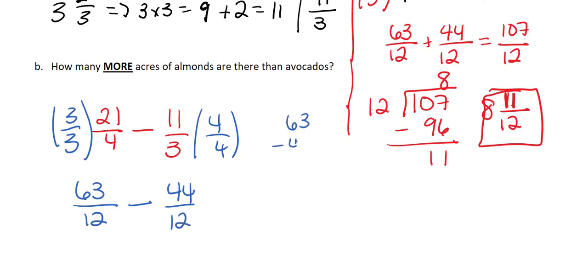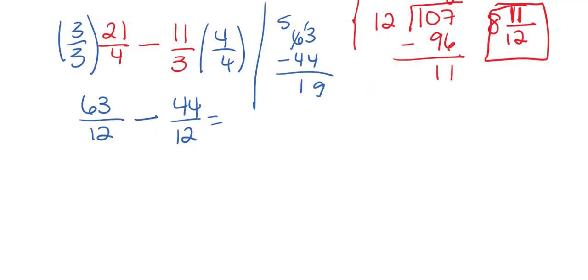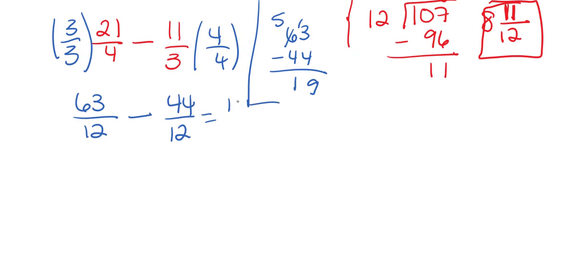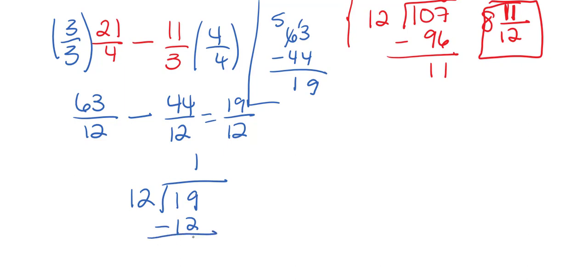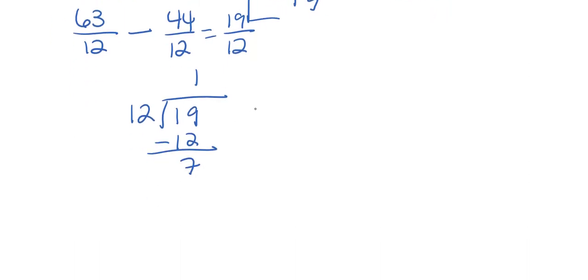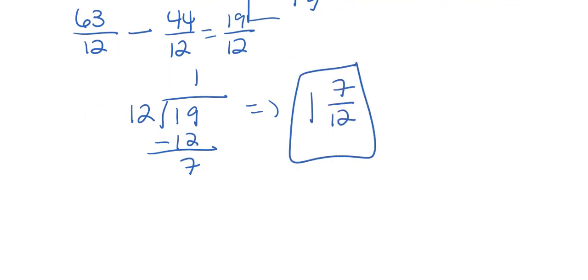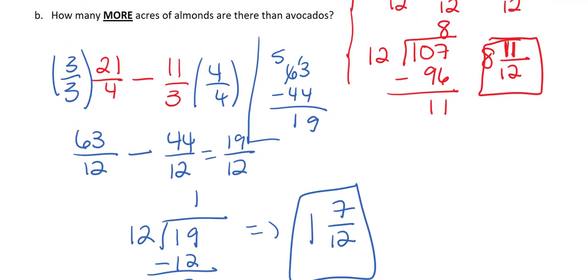So what's 63 minus 44? Well, we need to borrow 13. We get 9. 5 minus 4 is 1. So we get 19. So what does that become? Well, it becomes 19 over 12. And then the next step would be to make it into a mixed number. So 12 can go into 19 one time. We subtract. We get 7. So what does that become? Well, it becomes 1 and 7/12. So there is 1 and 7/12 more acres of almonds than avocados.